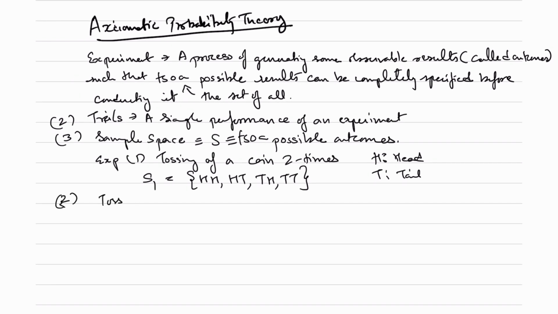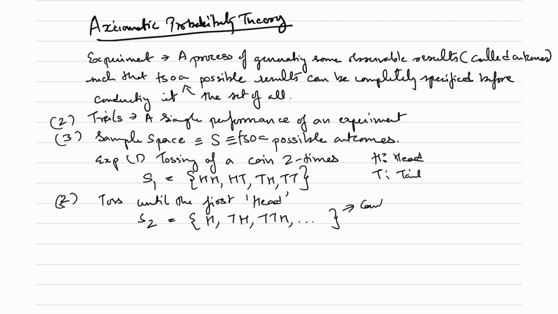You toss until the first head comes, and that could be considered as a sample space. It could be head, tail head, tail tail head, and so on. It could be countably infinite. So you toss until the first head comes. You can keep tossing it, you can keep putting it in the sample space. There's going to be infinite possibility like that.